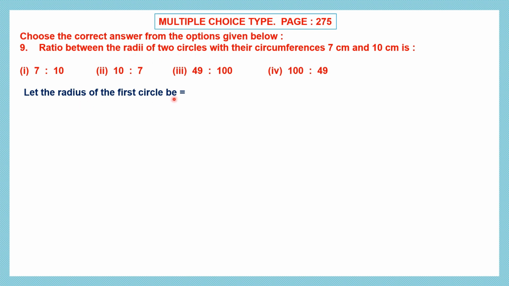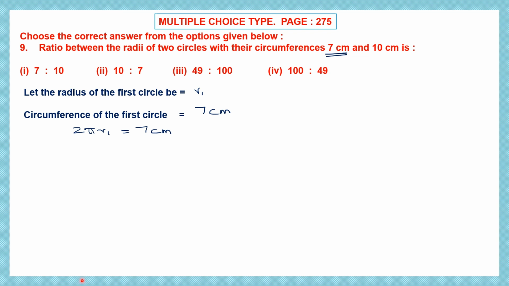So let the radius of the first circle be R1. We'll take it as R1 and the circumference of the first circle is given to us as 7 centimeters. Now what is the formula to find the circumference of a circle? 2 pi r. Now here we are finding the circumference of the first circle, so that will be 2 pi r1, which is equal to 7 centimeters.